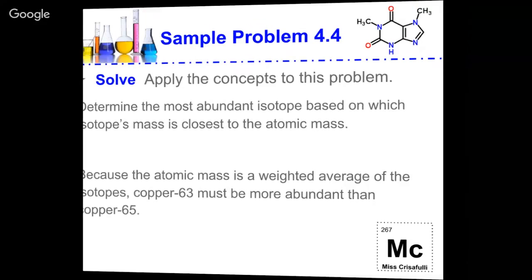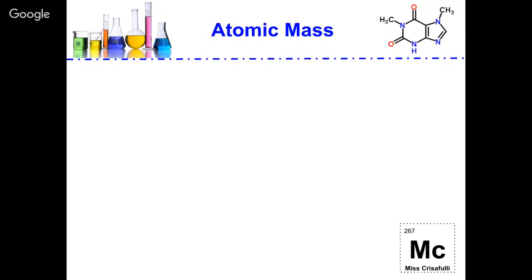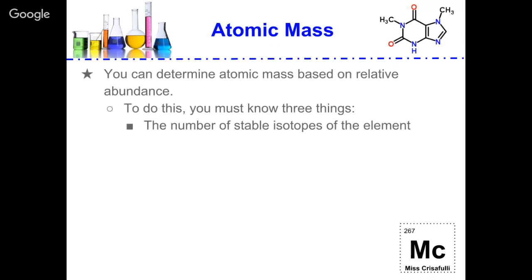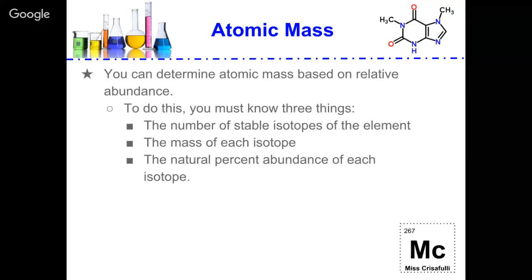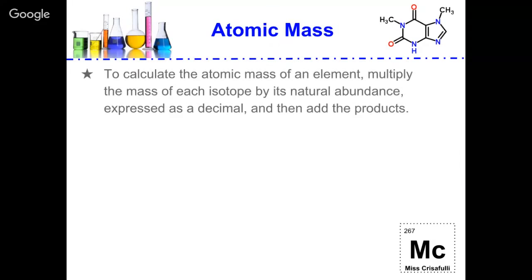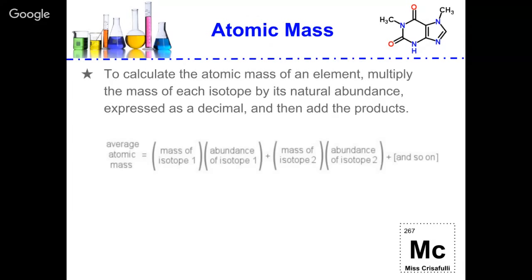Now, we can also calculate the atomic mass. We can calculate the atomic mass because we can know three things about an atom. So we can know the number of stable isotopes for that element, we can know the mass of each isotope, and we can also know the percent abundance of each isotope. So if we know these things, then we can calculate the atomic mass of the element by simply multiplying the mass of each isotope by its natural abundance expressed as a decimal.